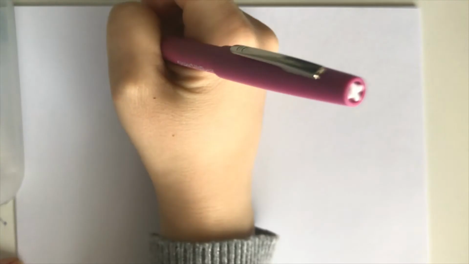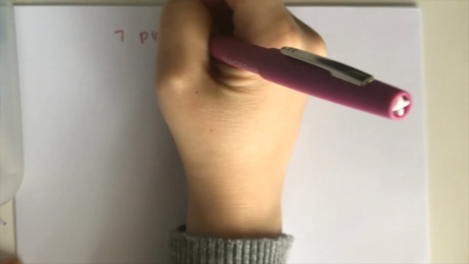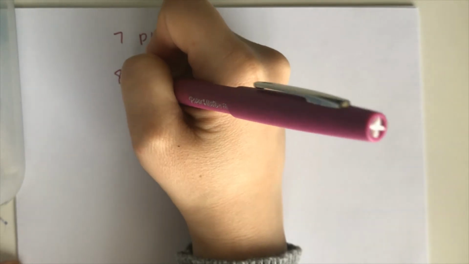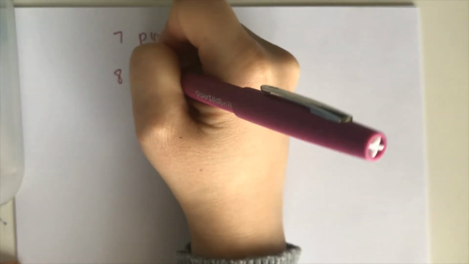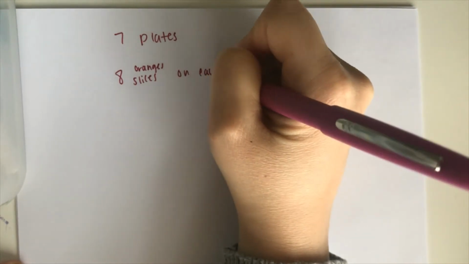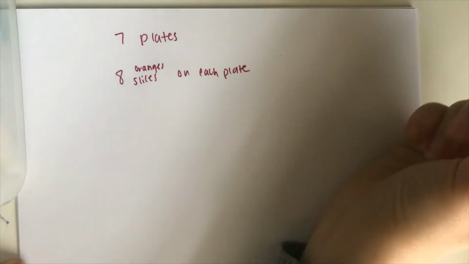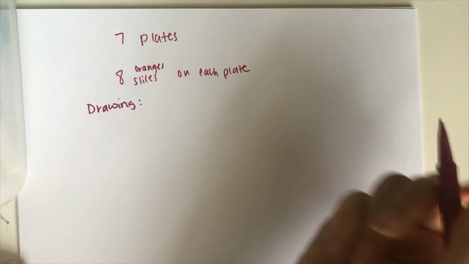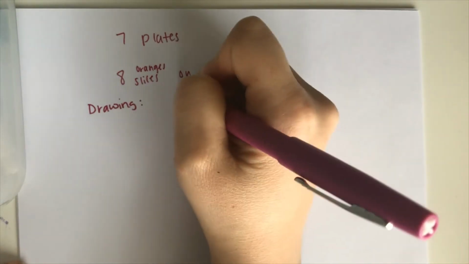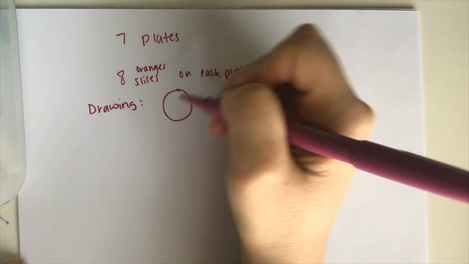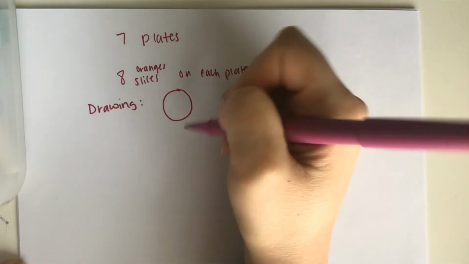So Miss Park has 7 plates, and I put 8 slices of oranges, well, orange slices on each plate. So the first way we're gonna draw, and we're gonna put a plate. I'm gonna draw orange slices. Well, I'm just gonna draw circles because it's so much easier than drawing anything else.